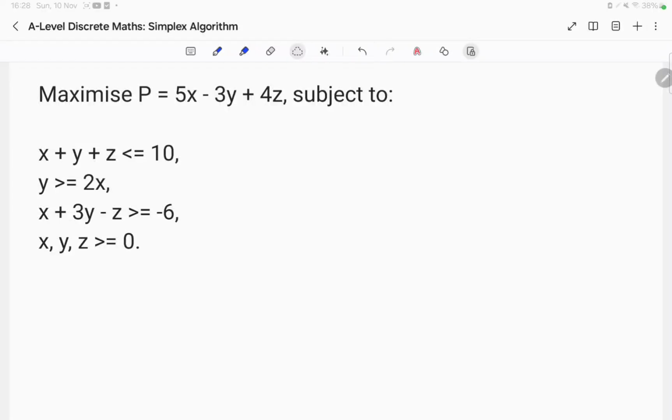Hello and welcome back. Today we'll be doing a question from A-level discrete maths, and this is a question about using the simplex algorithm. So let's get started.